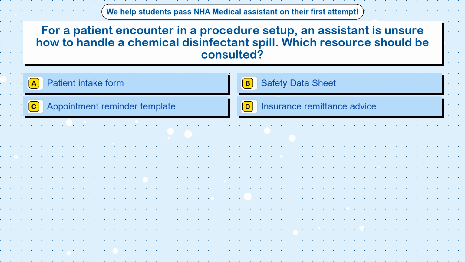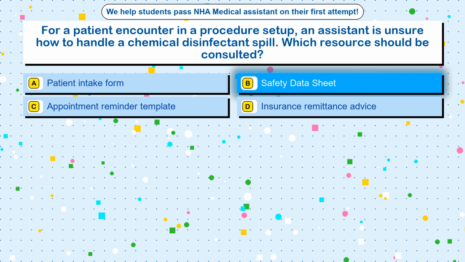Question 44. For a patient encounter in a procedure setup, an assistant is unsure how to handle a chemical disinfectant spill. Which resource should be consulted? Option A. Patient intake form. Option B. Safety data sheet. Option C. Appointment reminder template. Option D. Insurance remittance advice. The correct answer is option B.